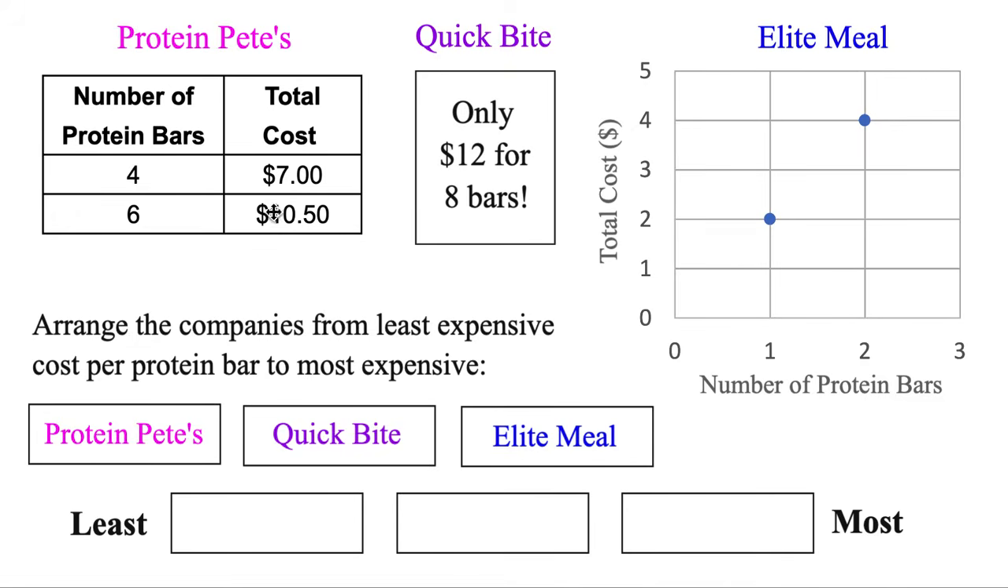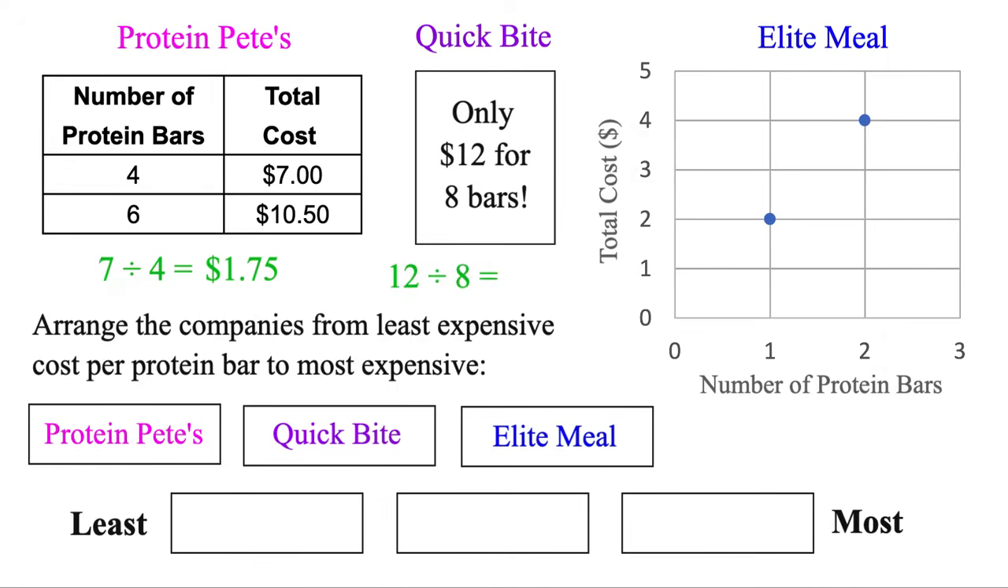In order to compare data in different forms like this, you could always use division. Now we're going to arrange these from least expensive to most expensive, but the first company, 4 protein bars, cost $7. You could just do 7 divided by 4. That'll give you the cost for 1 protein bar. And using the calculator, that'll give us $1.75.